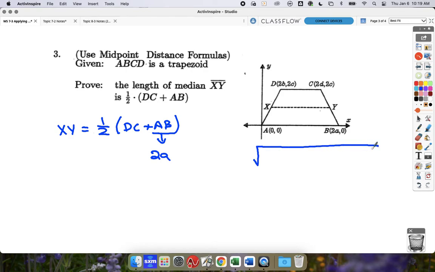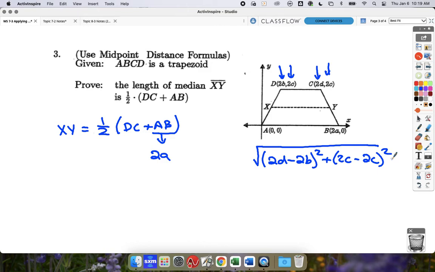Remember, the distance formula says the square root of x2 minus x1 squared plus y2 minus y1 squared. Does that intimidate anybody? It should. It should be intimidating a little bit.